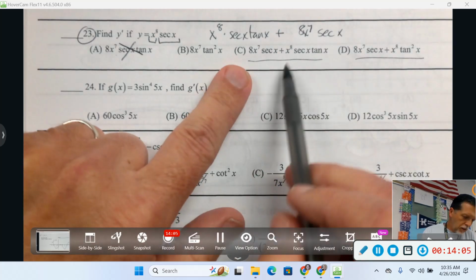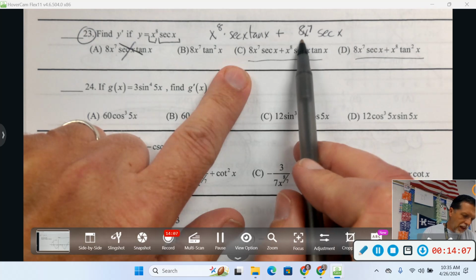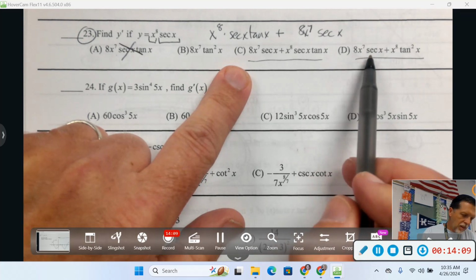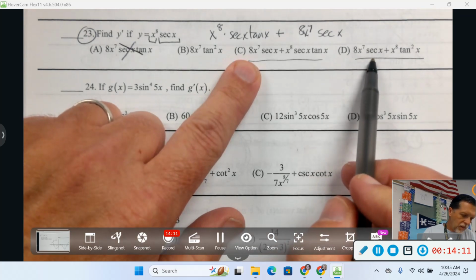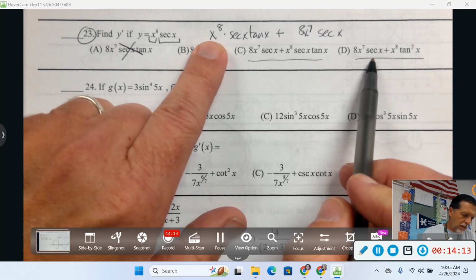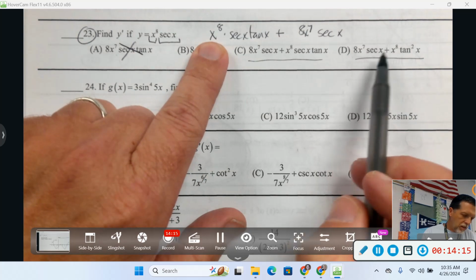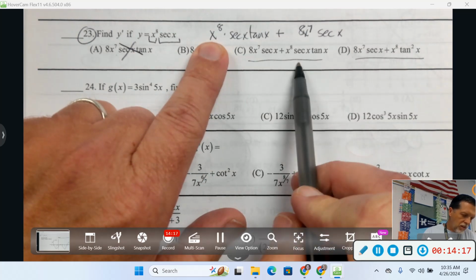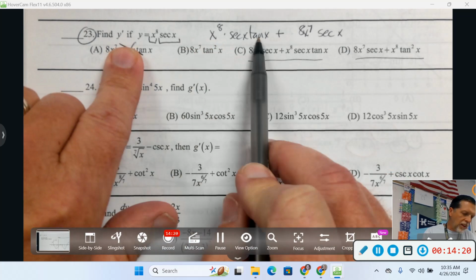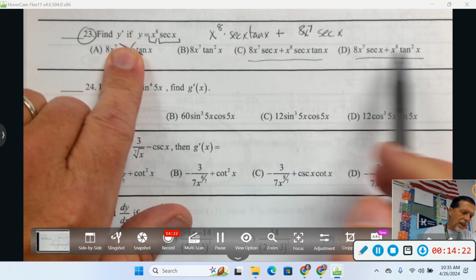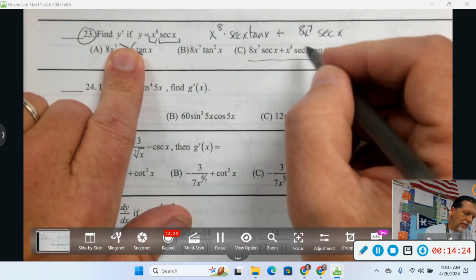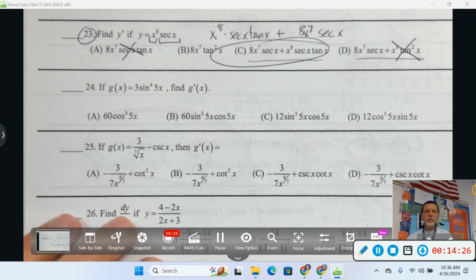So let's see, which of these is paired up correctly? 8x to the 7th, the secant. Okay, that's on both of them. X to the 8th with secant tangent. Yes, because the derivative of secant is secant tangent. The derivative of tangent is secant squared, so that, yeah. D is if you don't know the derivative of secant.